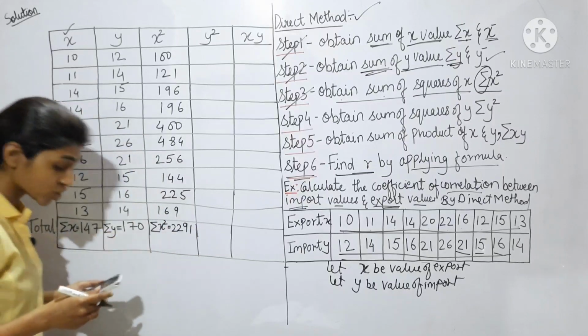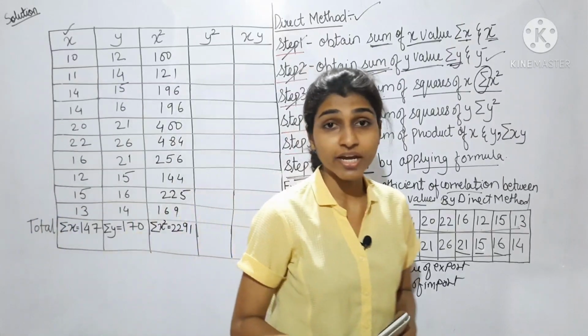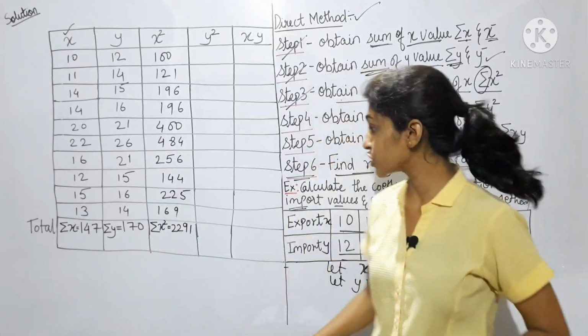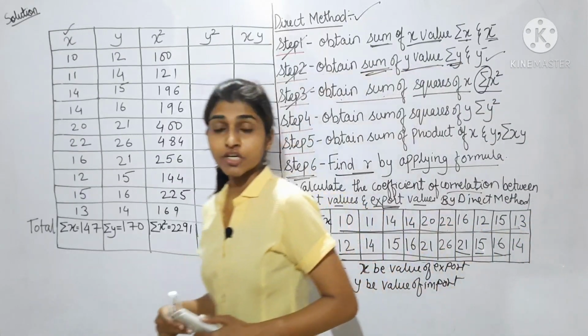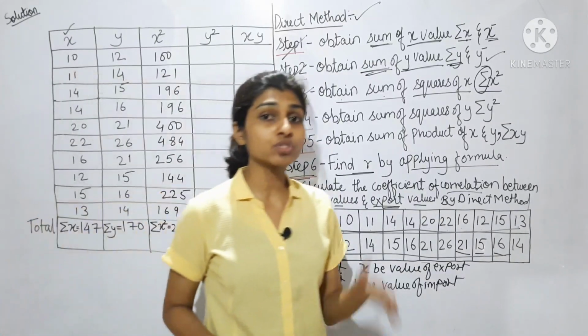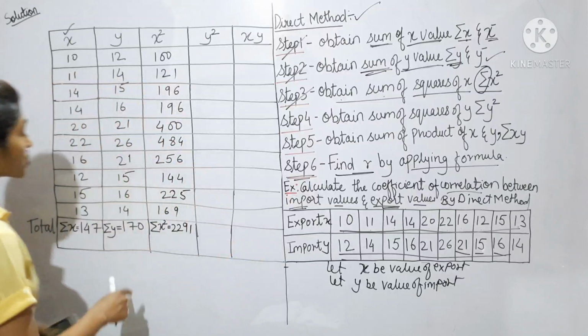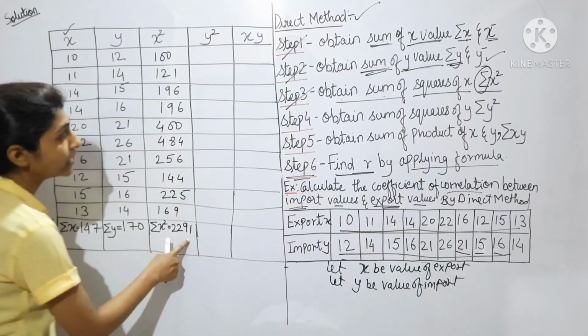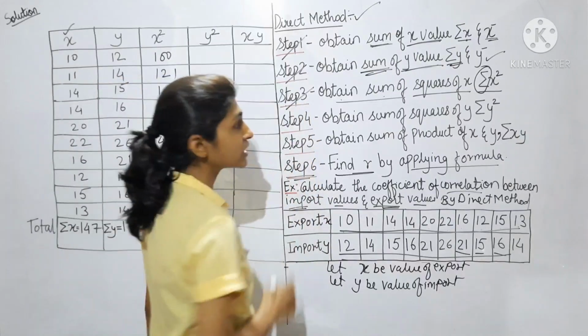So I have got the answer 2219. Check whether you are also getting this answer. Mention your answer in the live chat box. I will check whether your answers are correct or not, and I will understand whether you have understood this method. So step number 3 is done.